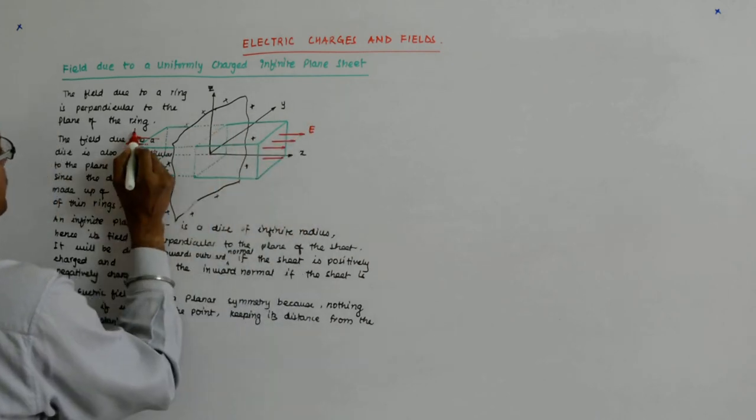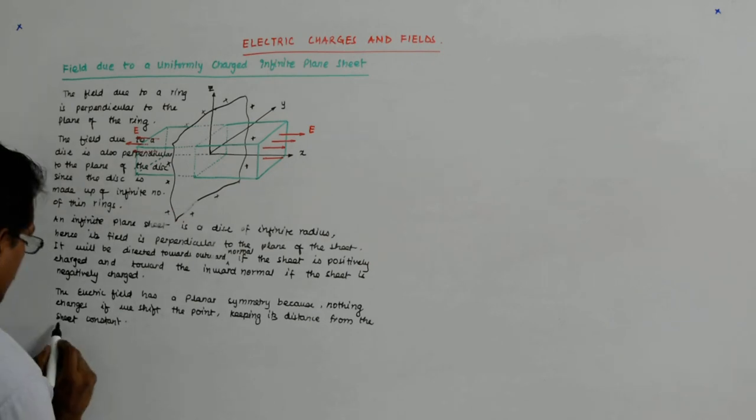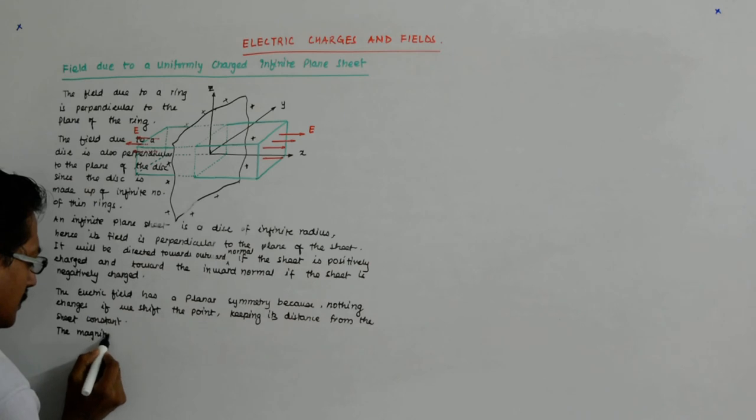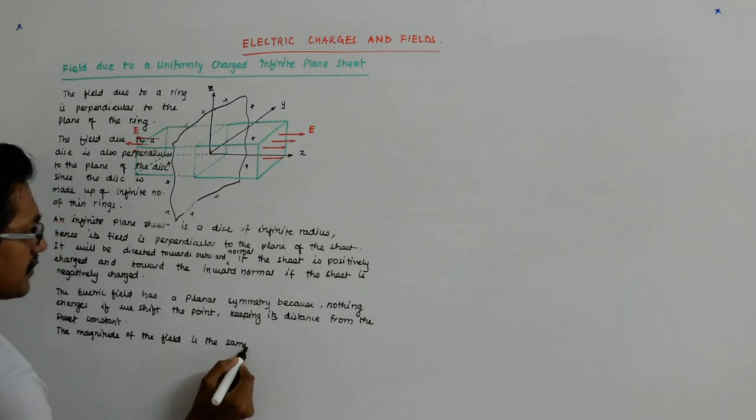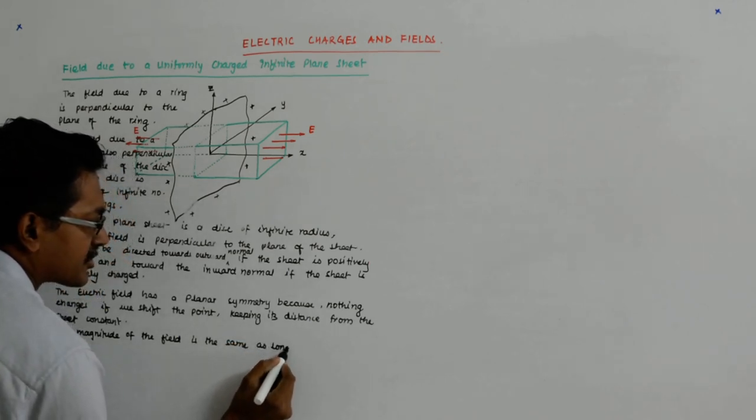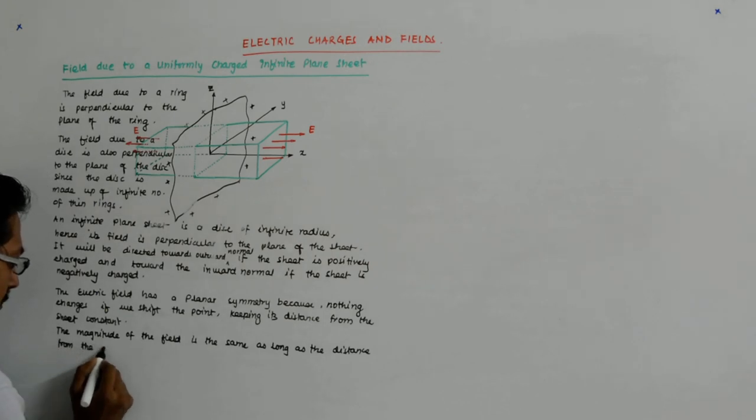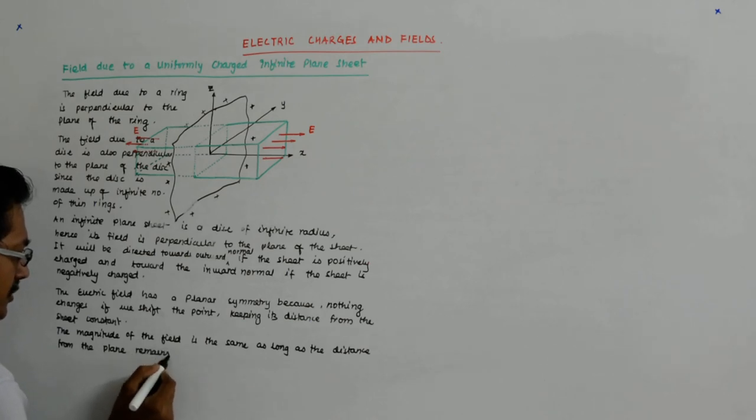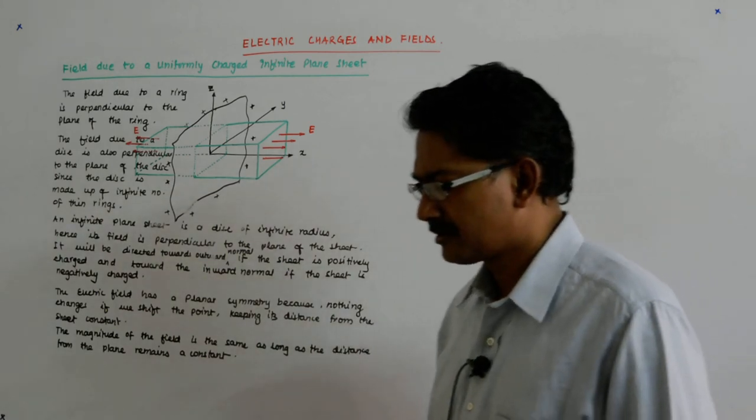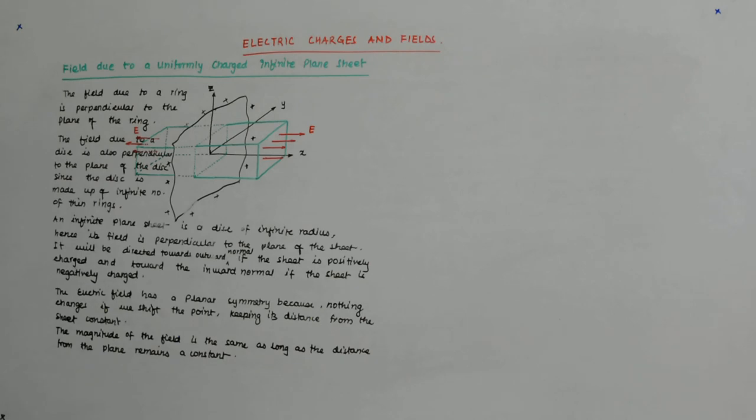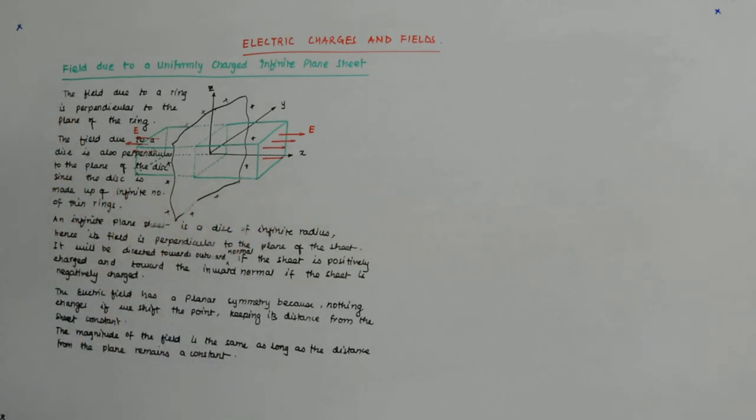And the magnitude of the field is the same as long as the distance from the plane remains a constant. Understand? As long as it remains a constant, the magnitude remains the same. So if this is E, this is also E. Why? Because I have taken these distances as equal.